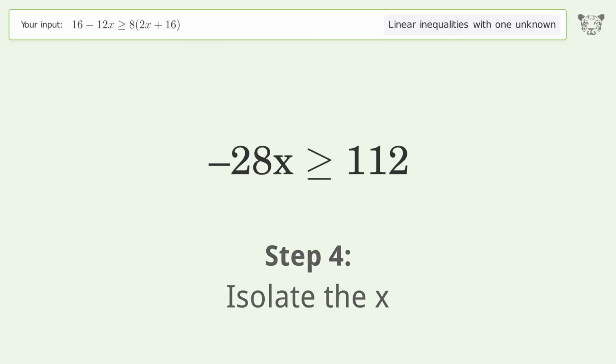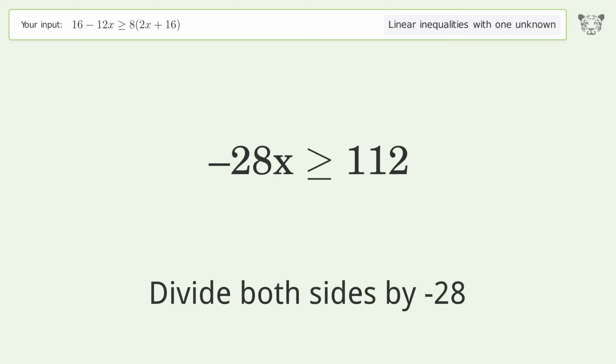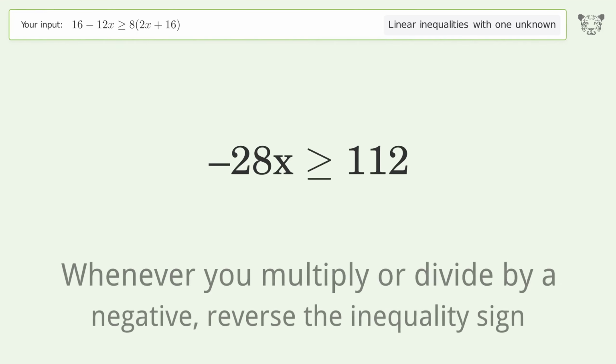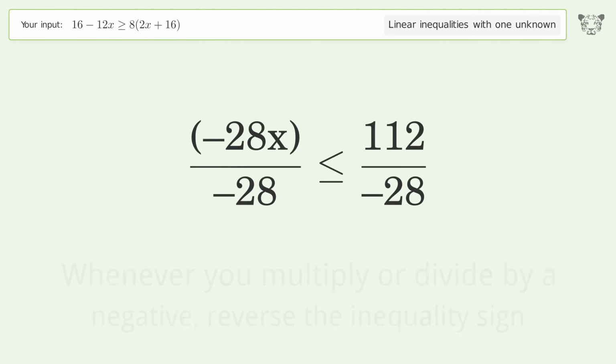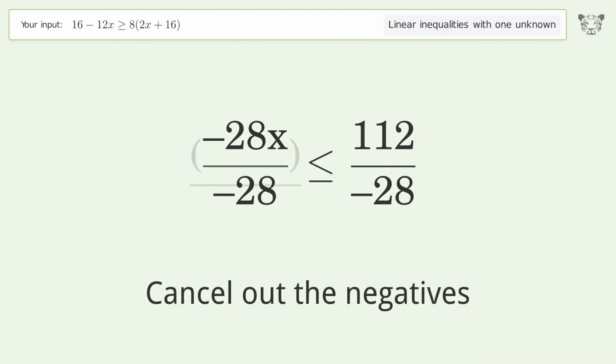Isolate the x. Divide both sides by -28. Whenever you multiply or divide by a negative, reverse the inequality sign. Cancel out the negatives.